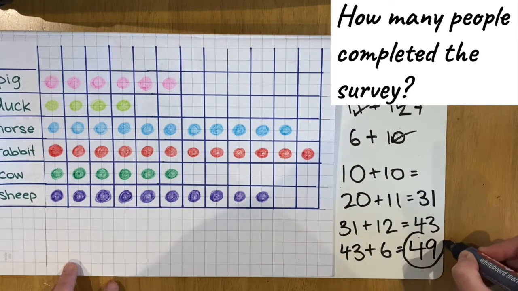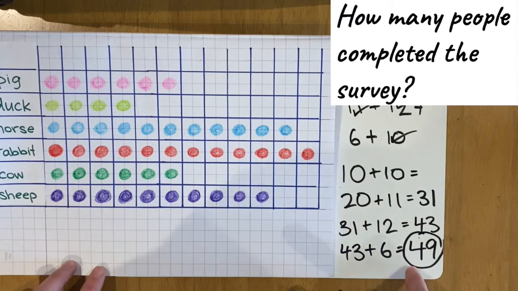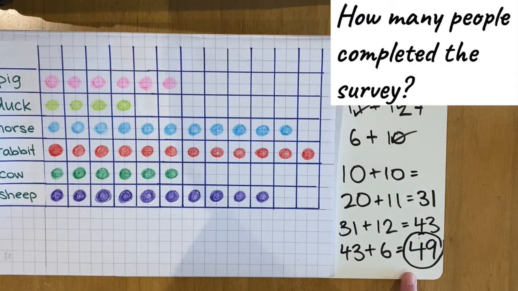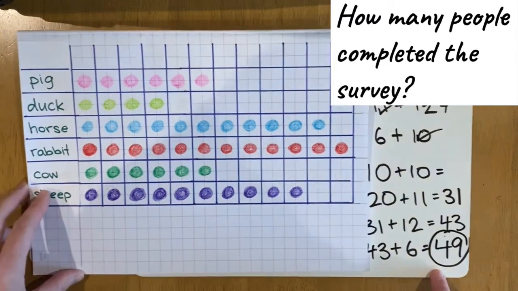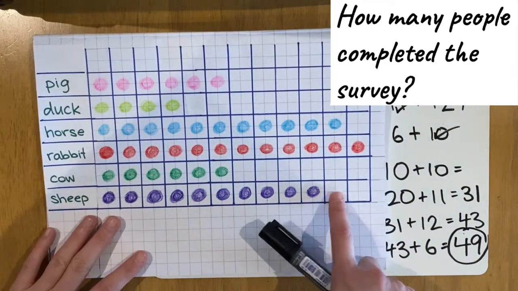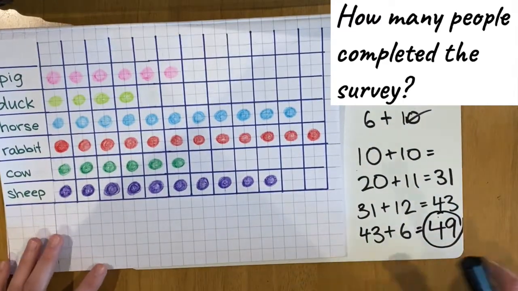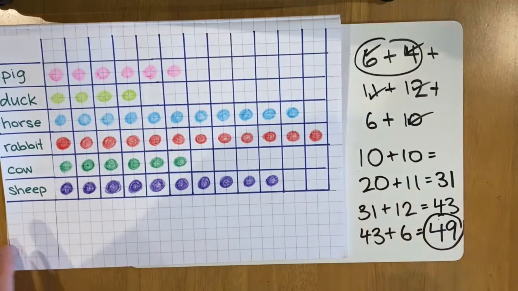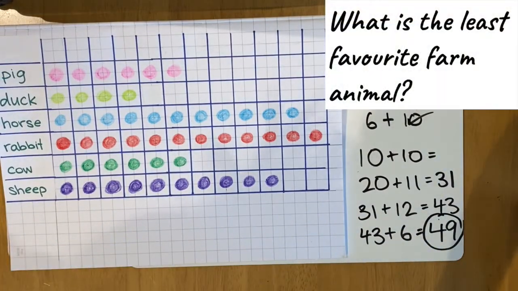So the answer to this question is 49 people completed the survey. You could have just counted all of them, but it's also a good idea to practice your quick addition skills. Next question.